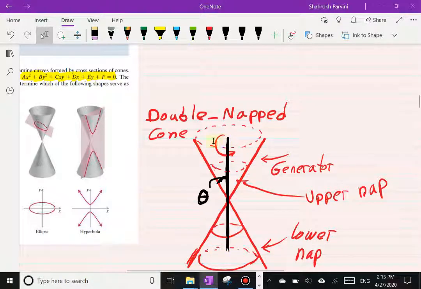Imagine this top portion of the generator as it revolves. Looking from this point upward, it generates the upper nappe of the cone. Again, these are called double napped cones. So this would be the upper nappe, and this is the lower nappe of the cone. And this is how these 2 cones are generated.